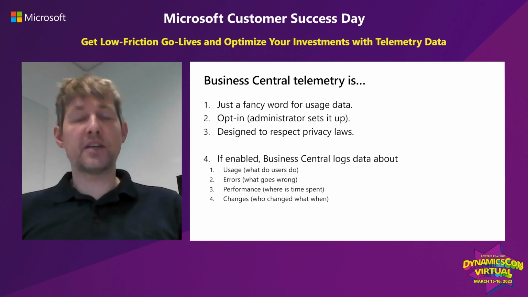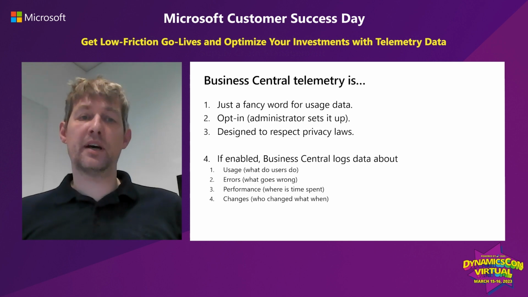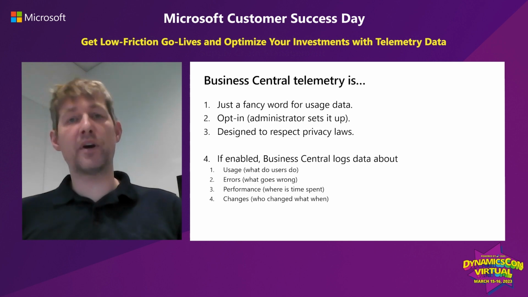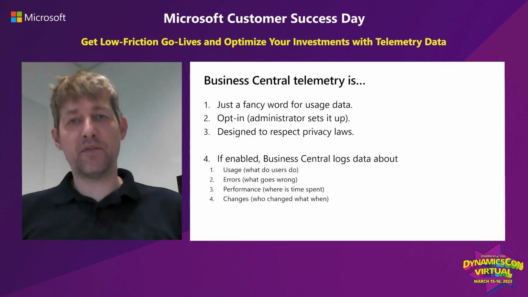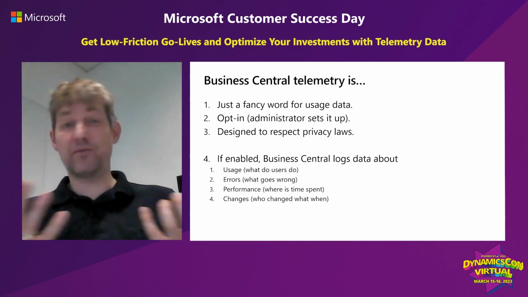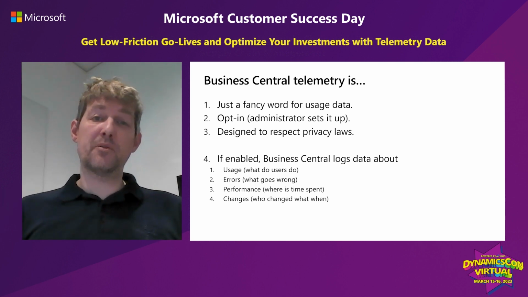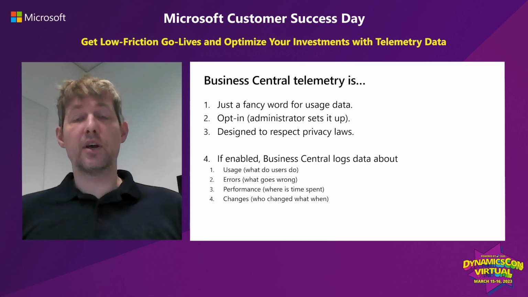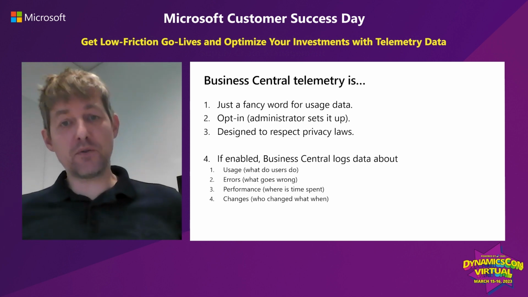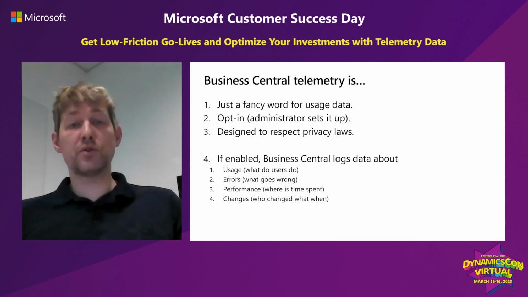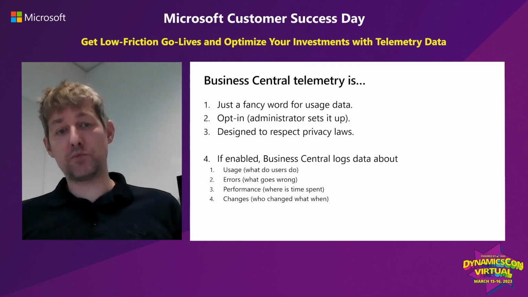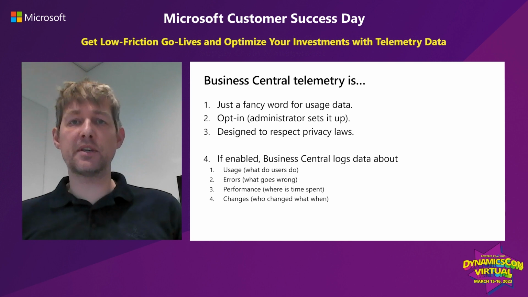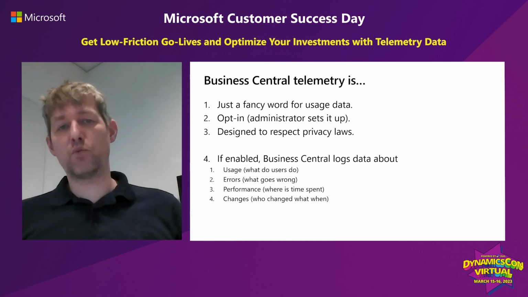And the feature itself has been designed to be privacy compliant. We designed privacy into this. So wherever you are under GDPR in the European Union or have any other privacy laws regulating what you are allowed to do, telemetry just conforms to all of that. If telemetry is enabled for a Business Central environment, we, meaning Business Central, will log data about the usage, what do users do in Business Central, errors if something goes wrong, performance where time is spent. We're not going to talk a lot about performance in this session, and changes, who changed what when.